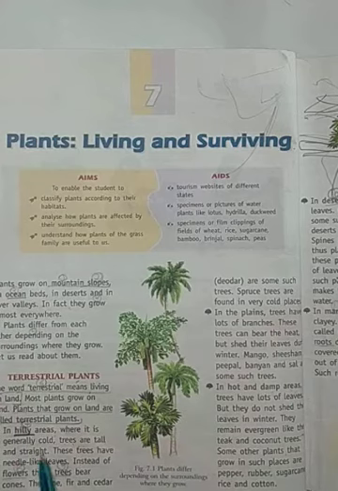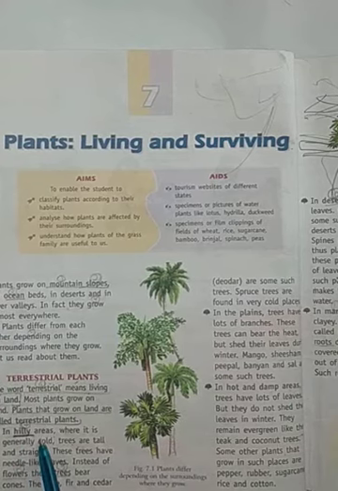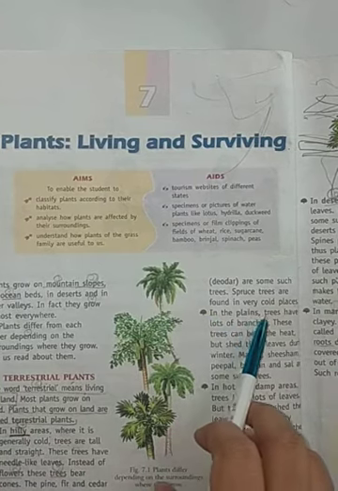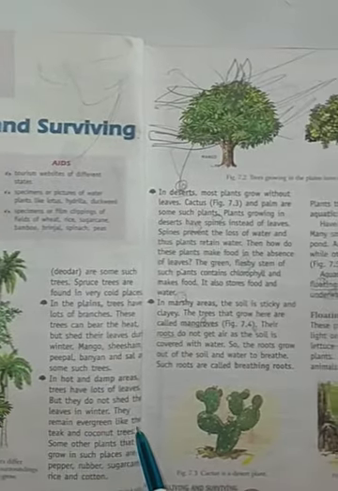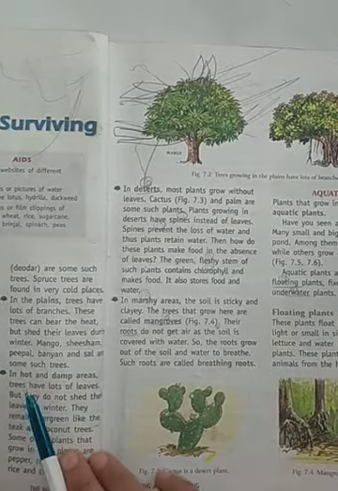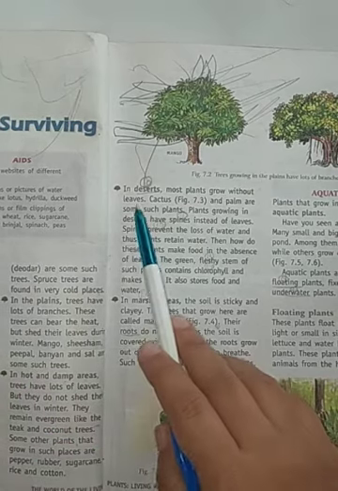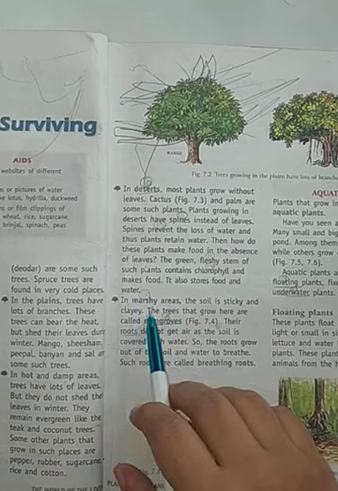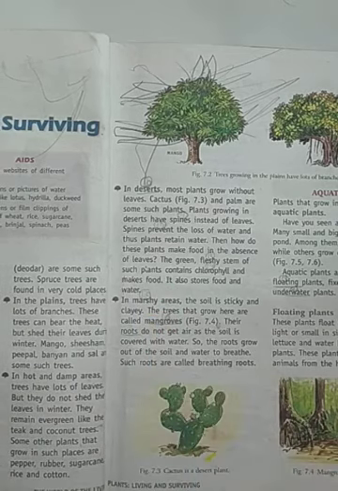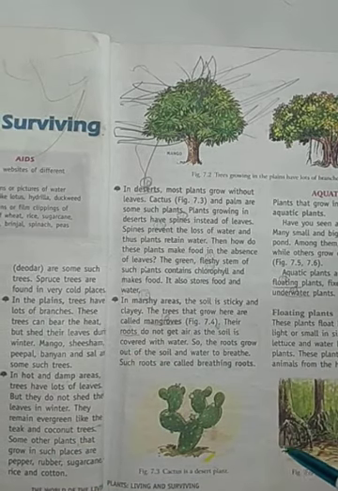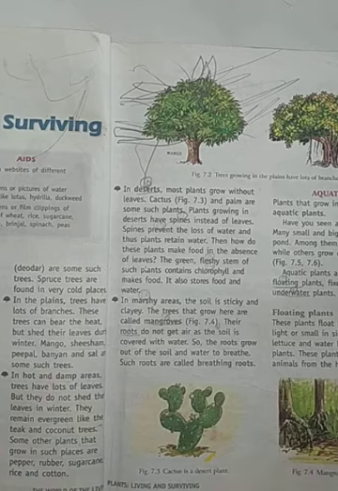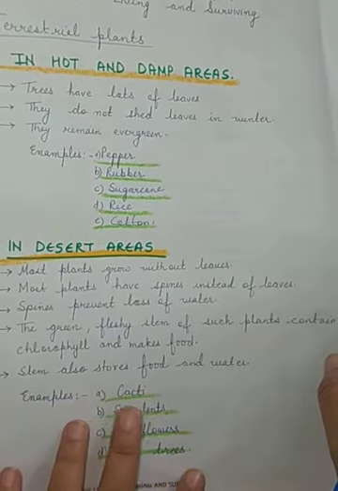Yesterday we have done the plants growing in hilly areas and the plants growing in plain areas, that what are their features. Today we will talk about the features of plants that are growing in hot and damp areas, which are growing in deserts, and which are growing in marshy areas. So one by one we will discuss all these three, and you can read this on page number 58 and 59 of your EVS book. So I am explaining you in the form of points.